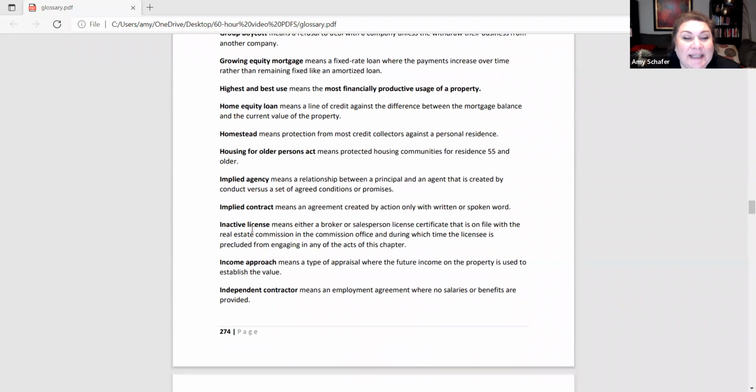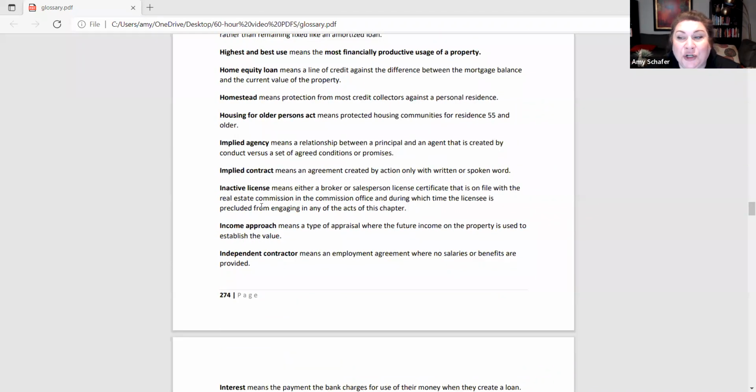An inactive license. This is a state term here in Iowa that we use. Anytime someone's license is hanging with the real estate commission, it means it's not active. And if your license is not active, you cannot be selling real estate.